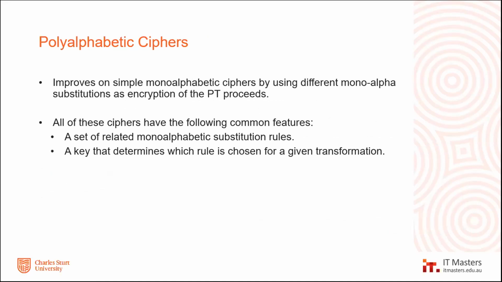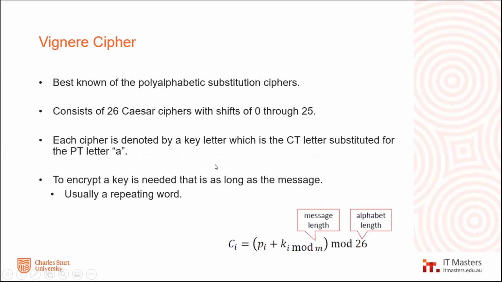All right. So more complex again, polyalphabetic ciphers. This improves on our simple monoalphabetic by using different monoalphabetic substitutions as encryption as we proceed through the plain text. Now, all of these ciphers have the following common features. They have a set of related monoalphabetic substitution rules, and they have a key that determines which rule is used for a given transformation. So this will become clear when we look at this example.